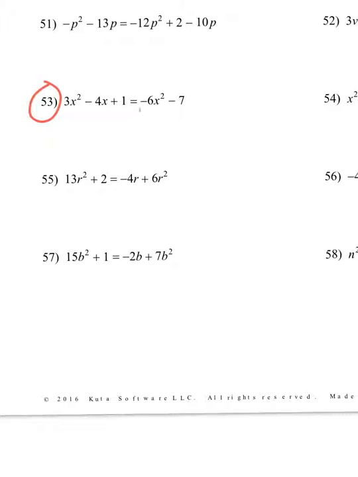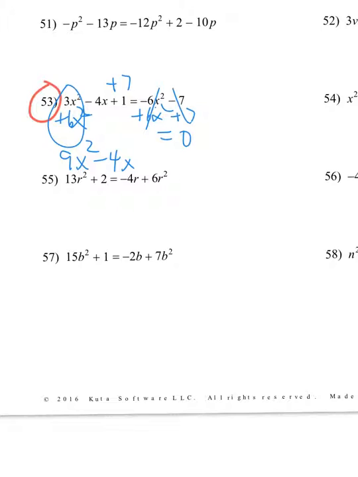I am going to add 6x squared to get rid of it there. I'm also going to add 7. So we're making this side over here 0, so I'm going to add 7. So 3x squared plus 6x squared is 9x squared. And then I have minus my 4x, and then 7 plus 1 is 8 is equal to 0.